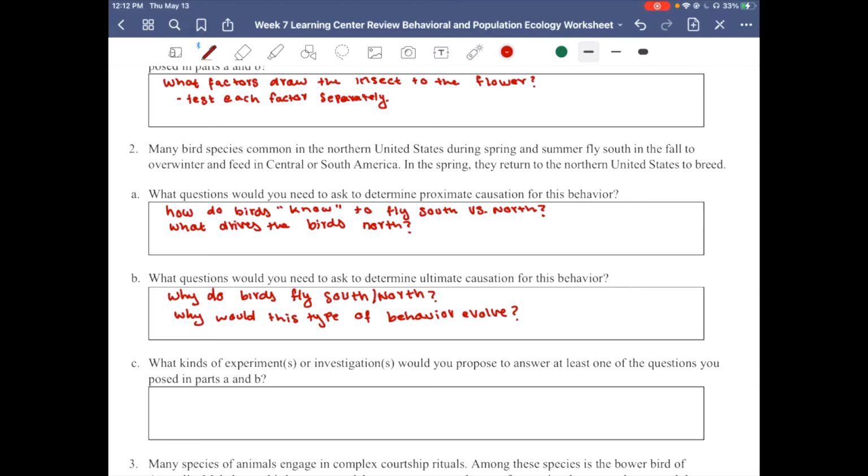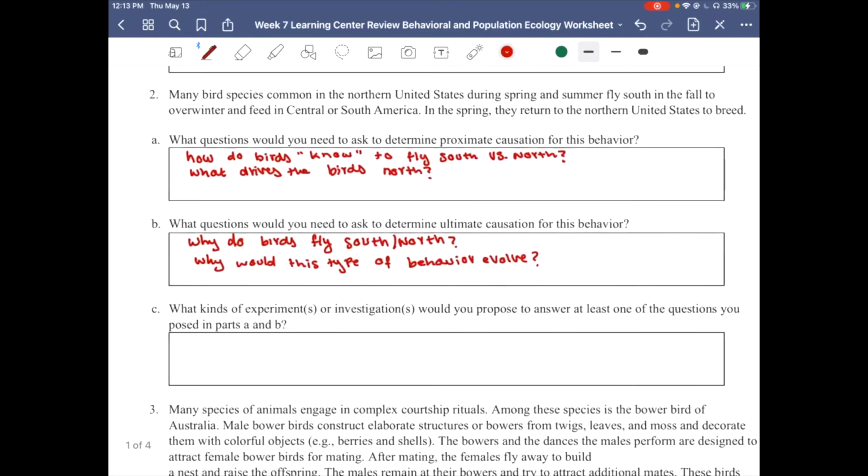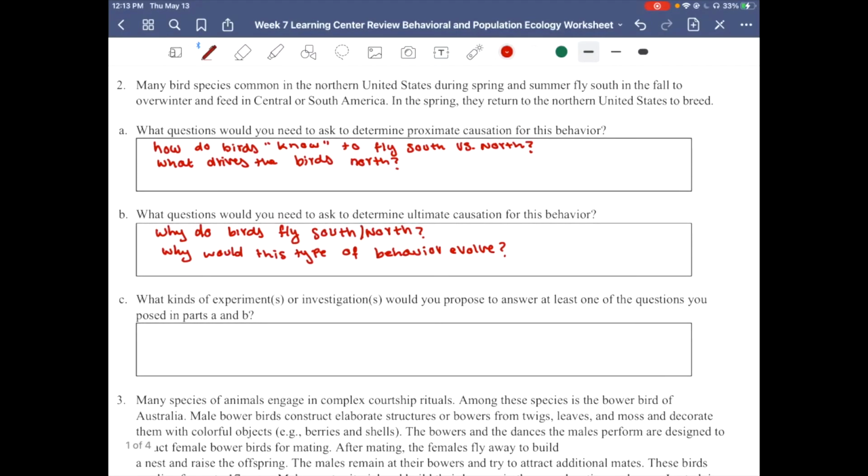All right. So similarly, we're going to look at what kind of experiments we could propose to answer this. So say we're looking at environmental factors that promote them to fly south. We could test that by looking at the effect of change in day length on birds' behavior. So for example, we could put them in chambers with an artificial environment and control the amount of light that they get and see if the amount of light affects whether they fly south or not.